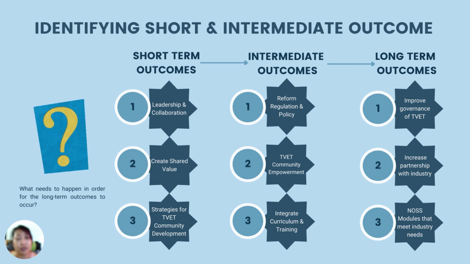So, according to this logic model, if TVET policymakers collaborate with industry partners who are empowered to assist the TVET institutes in integrating curriculum and training content, then TVET policymakers must first have leadership knowledge as well as the attitude to collaborate with the industry to create shared value and strategies for community development. The industry must believe that this collaboration will provide them with a skilled workforce that matches their needs.